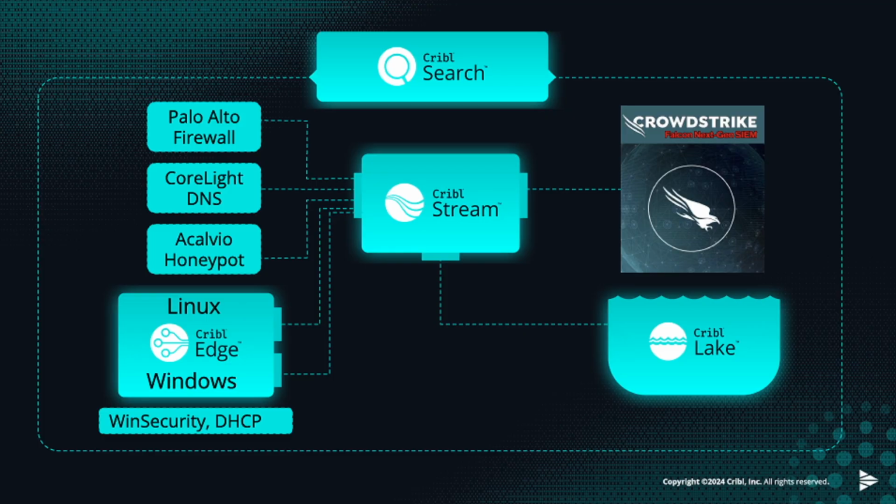And all this data is going to flow through Cribl Stream, where we're going to intelligently filter out the noise, remove the stuff that isn't so important for detections. All of that in its full fidelity is going to go into Cribl Lake, but the actionable data is what's going to go into CrowdStrike's NG SIEM.